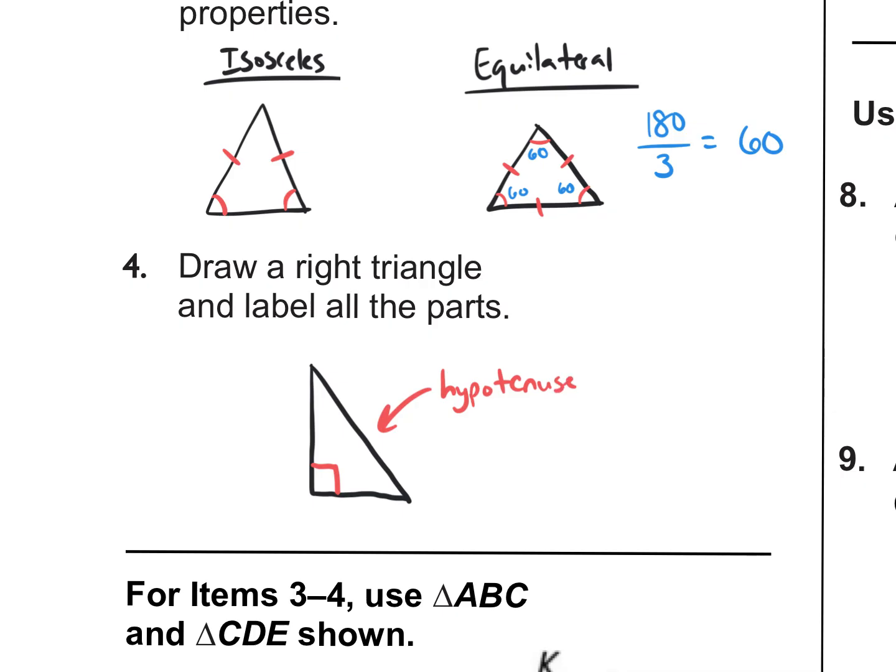What are the other 2 sides called? They are called legs. Yep, the 2 sides that are connected to that right angle, those are the legs of the right triangle. Okay, and that's all you need to know about the right triangle. Okay, so we have a right angle, we have our hypotenuse, and we have the 2 legs.